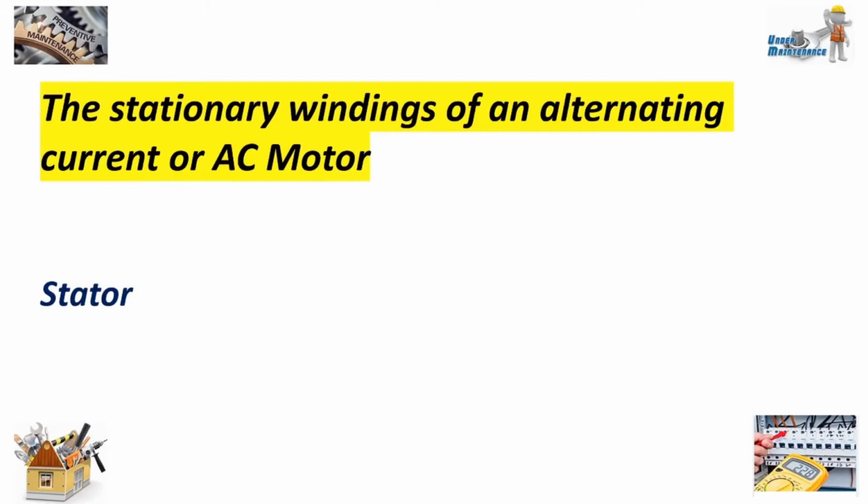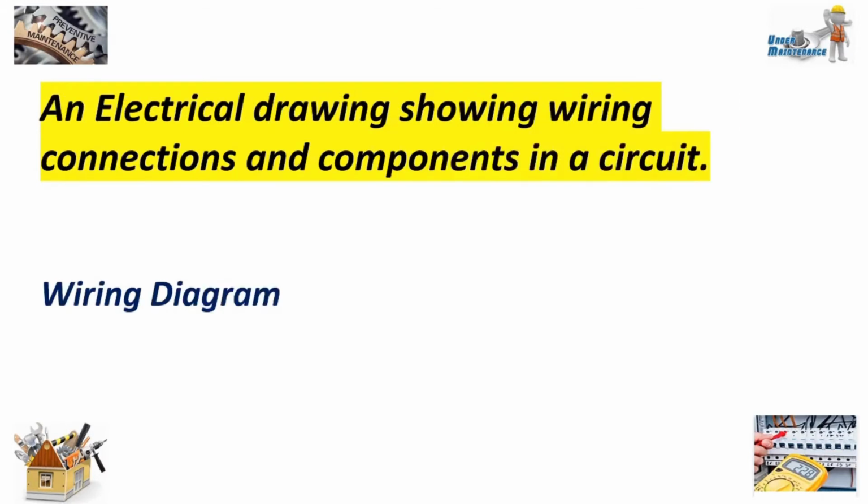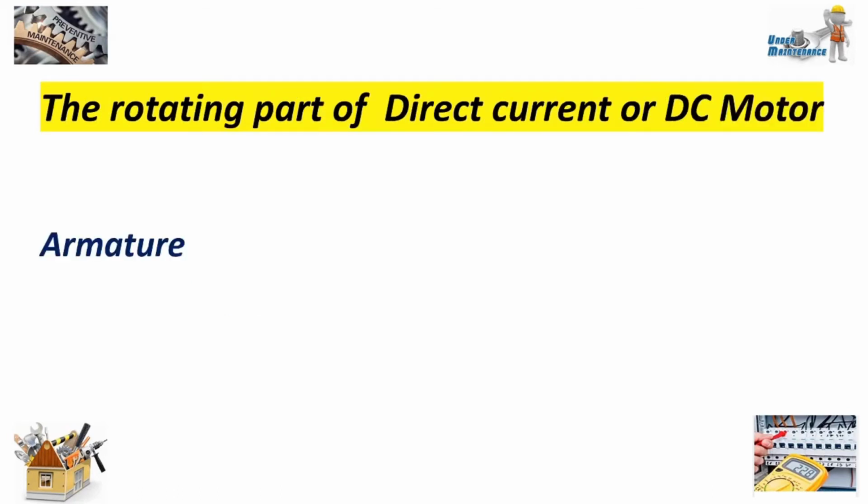The stationary windings of an alternating current or AC motor. Answer: stator. An electrical drawing showing wiring connections and components in a circuit. Answer: wiring diagram. The rotating part of direct current or DC motor.